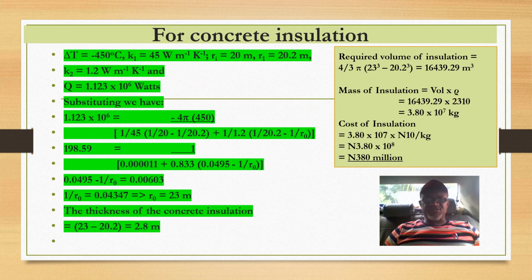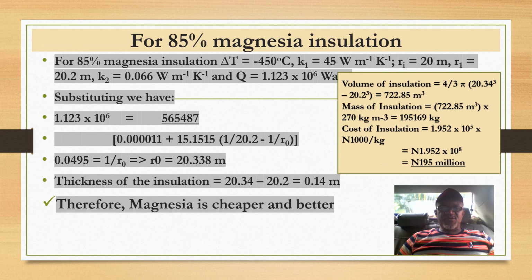for the concrete insulation. The calculation is there. If you follow it judiciously, you will see that. And we'll have 380 million. Then we did for 85% magnesia insulation, and we're having 195 million. Therefore, magnesia is cheaper and better.